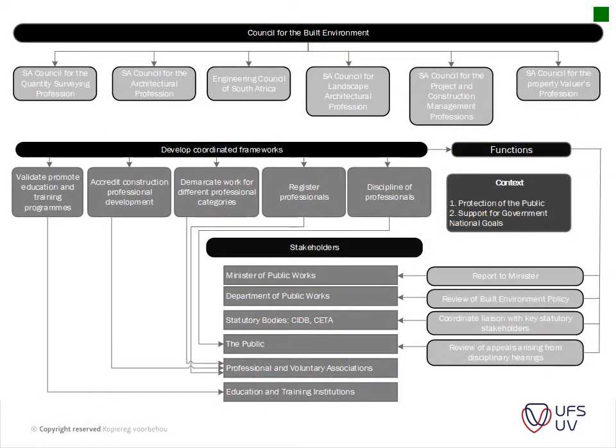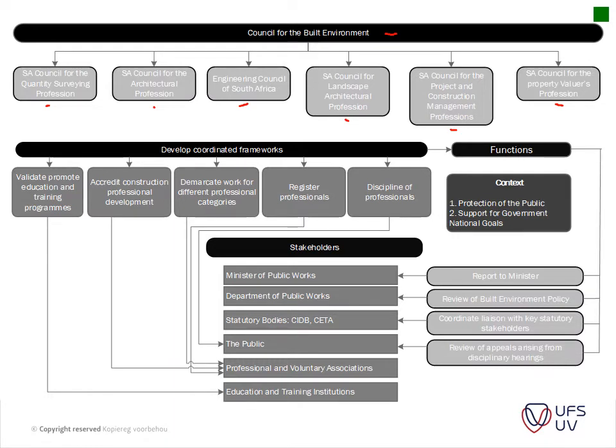So this diagram is very important in your book, and you will definitely get a question on this some other time. You should know that there's a council for the QSs, for architects, engineers, which is ECSA, for landscape architects, and then the council for project management, which is the SACPCMP, and then the council for property valuers as well. Okay, and then what you can see is all of them fall underneath the Council for the Built Environment.